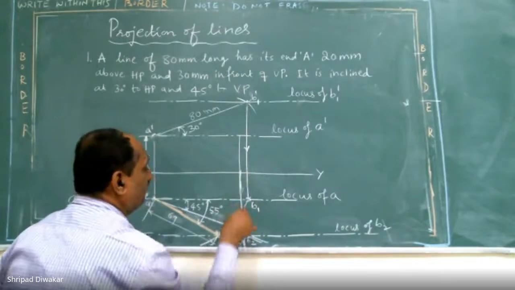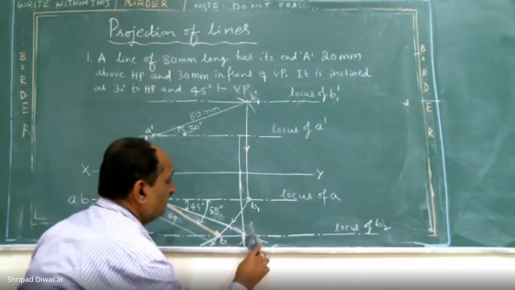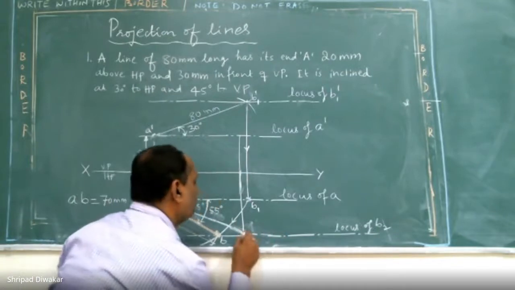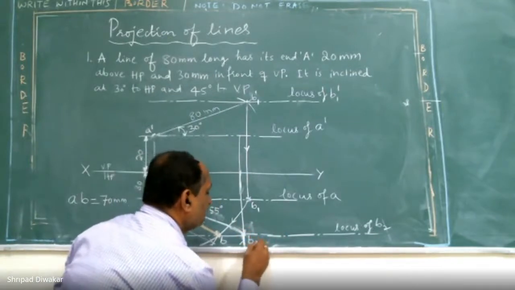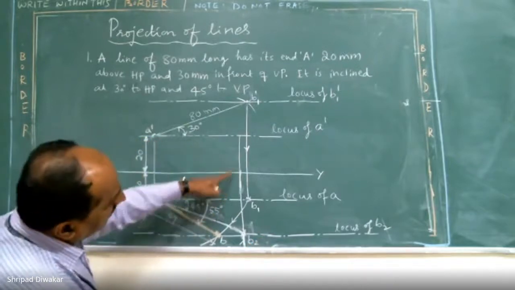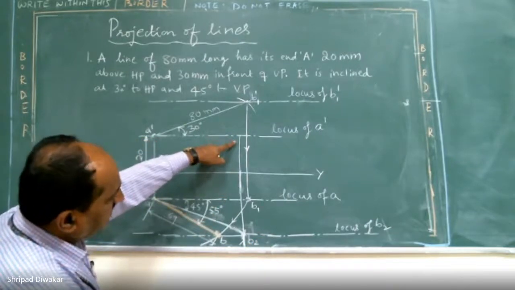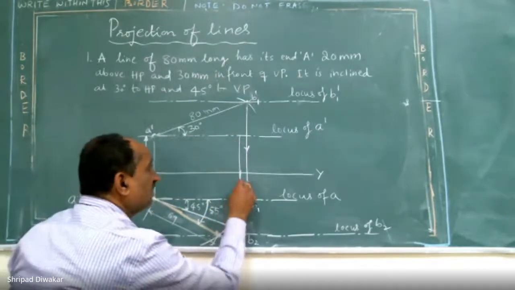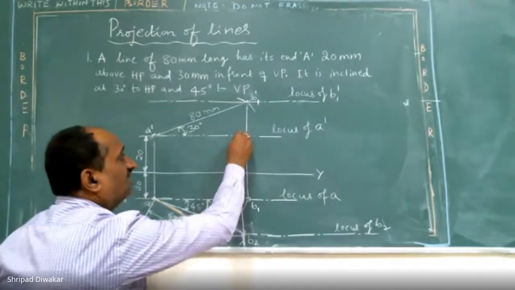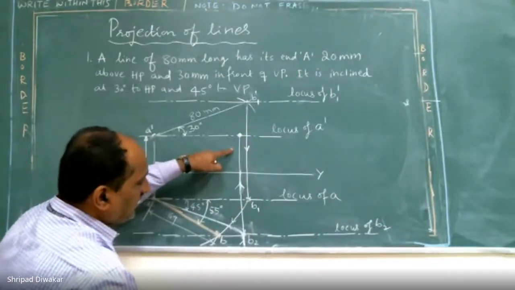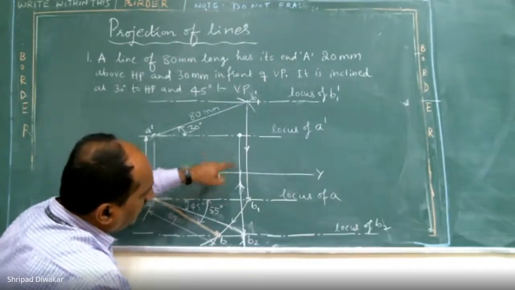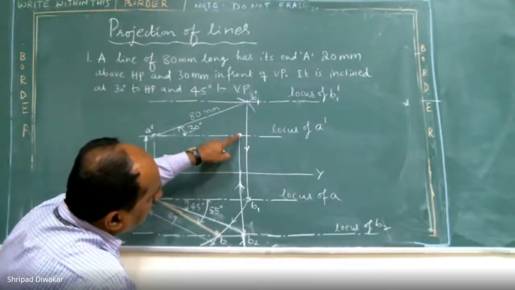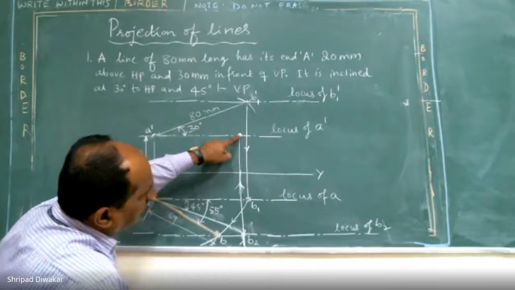Next, draw one vertical line in the upward direction. How you drew in the downward direction, in the same way you have to draw. This is my point B2. From B2, draw one vertical line. This is 90 degree line. You have to take it in the upward direction, and it should cut the locus of A dash. Same procedure you have to follow. Now you have to start from point B2, draw a line in upward direction till it cuts the locus of A dash.